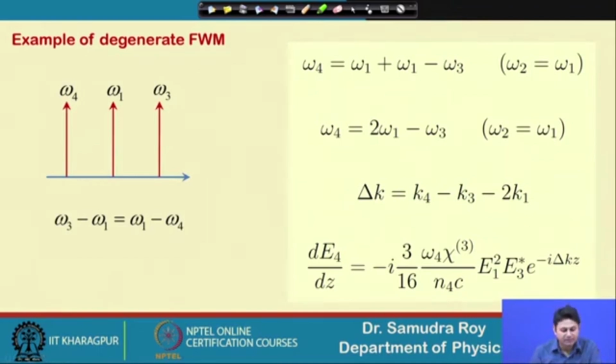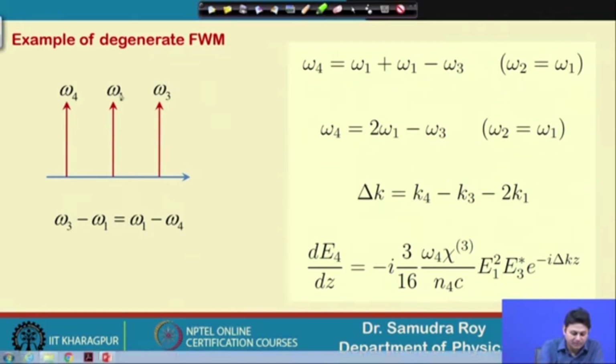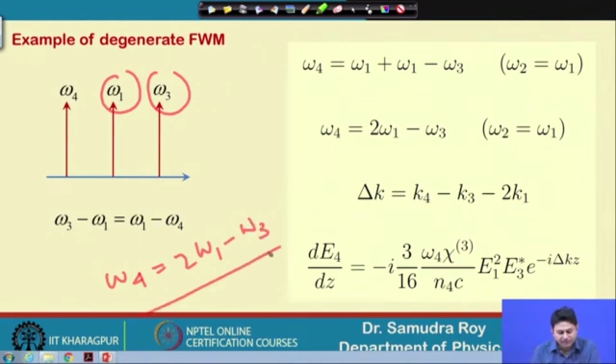Now we can have an example of the degenerate case. For the degenerate case, the equation one can also derive, but for the degenerate case 2 electric fields are now associated, not all the 4 electric fields. So, these 2 electric fields can give rise to omega 1 and omega 2, these 2 are the frequencies. This is going to generate a third frequency omega 4, and omega 4 is special. From here we can see that omega 4 is 2 omega 1 minus omega 3, this is a special combination.